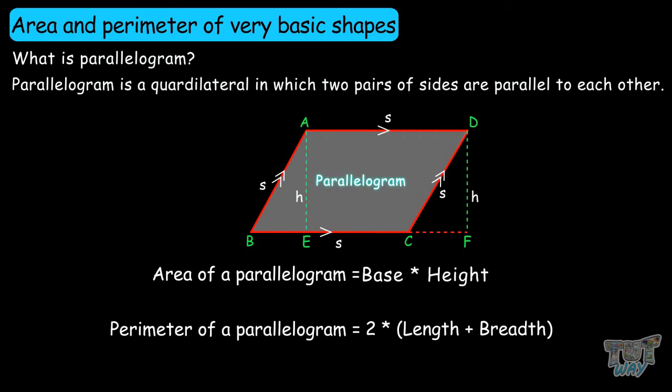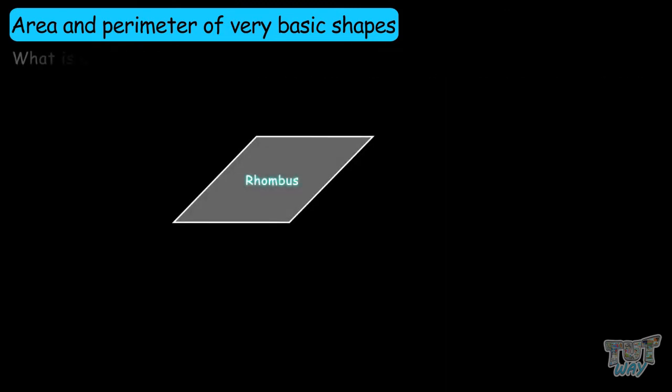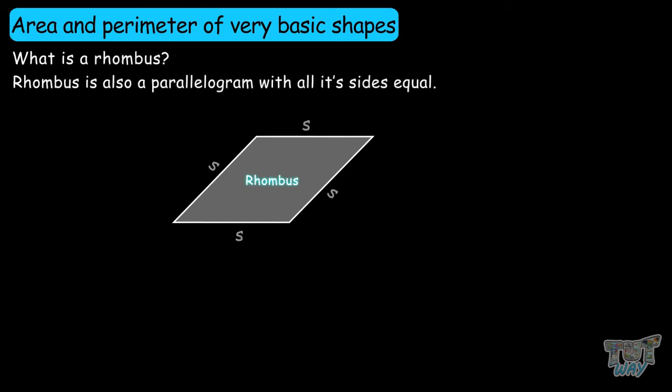Like in this case, we will be multiplying BC with the height h. Now let's move on to the rhombus. What is a rhombus? A rhombus is also a parallelogram with all of its sides equal. So whenever we have a quadrilateral in which all the sides are equal, we use the formula 4 times the side to calculate its perimeter. So the perimeter of the rhombus is calculated using the formula 4 times the side.